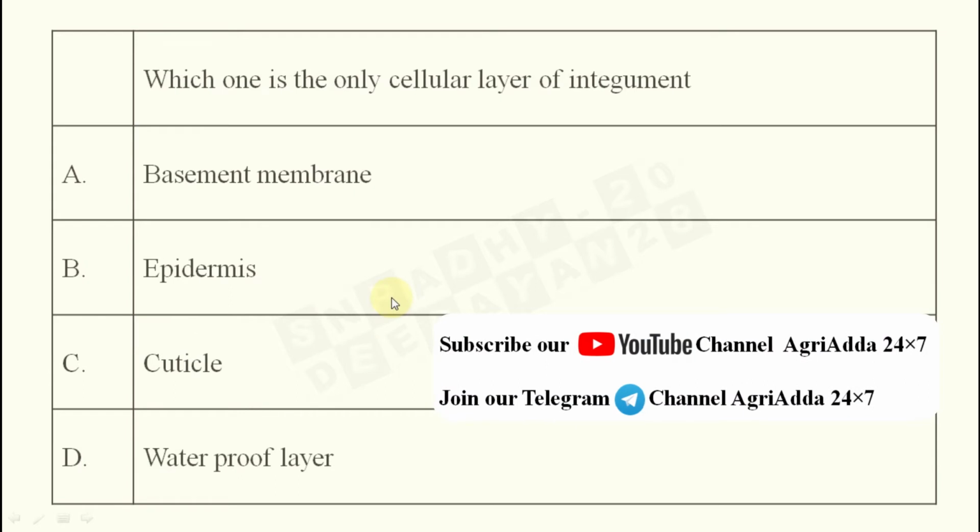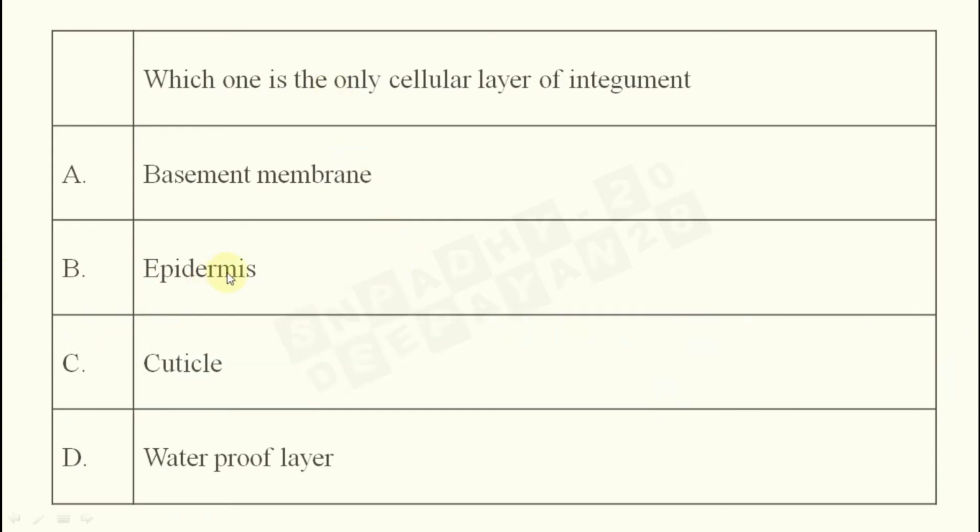Next one: which one is the only cellular layer of integument? The answer will be epidermis, because epidermis is the only layer where cells are there, that is the only living layer or only cellular layer.